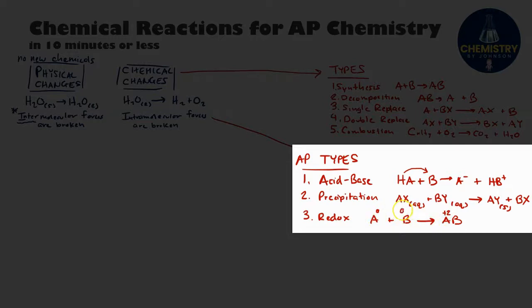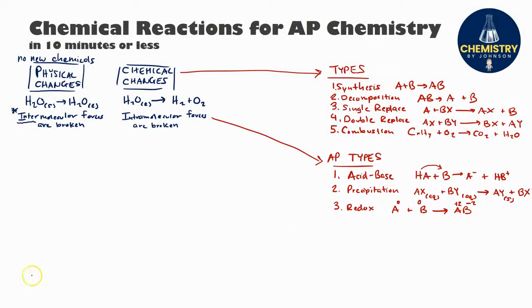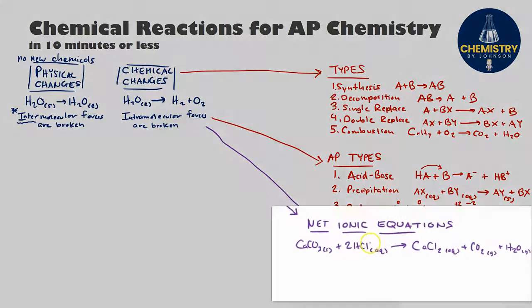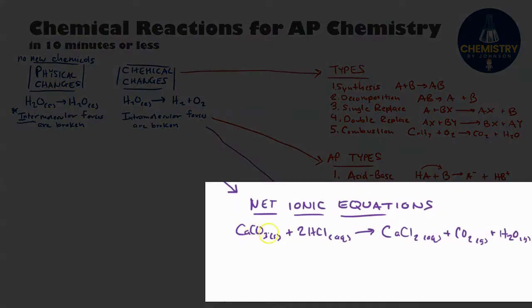You'll also see a change in the oxidation number of B, further indicating the transfer of electrons and telling you this is a redox reaction. Let's also mention something called net ionic equations. This is just a special format, or actually more accurate way to write the chemical equation that describes a chemical reaction. So here's the balanced chemical equation for the reaction of calcium carbonate solid with hydrochloric acid aqueous.